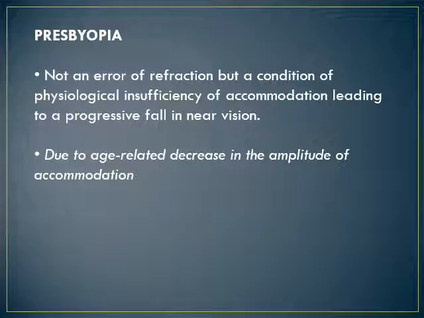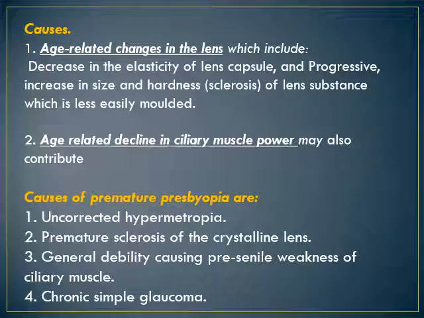Then coming to the presbyopia. It is not a refractive error, but a physiological condition where there is insufficiency of the accommodation leading to the progressive fall in near vision, which is age related, seen after 40 years of age, where there is decrease in the amplitude of accommodation. What are the causes? There are age-related changes in the lens, which include decrease in the elasticity of lens, and progressive increase in size and hardness, that is sclerosis of the lens substance. Then age-related decline in the ciliary muscle power, which may contribute.